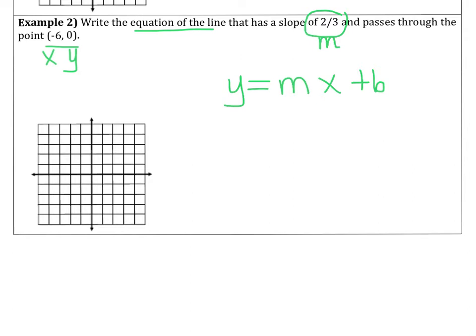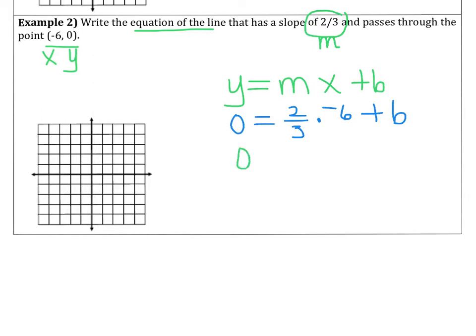Plug in all the information that you know. So what do we know? We know a y value is 0. We have our slope is 2/3. We have an x value of negative 6. And we don't know the y-intercept.